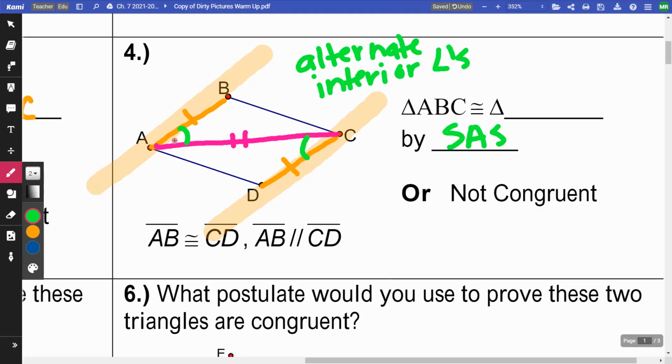Now you want to be careful. A does not correspond with A. See, A here in this triangle has this green angle. It corresponds to this green angle, C in the other triangle. B is going to correspond with D. And C in this one, which is blank, corresponds with A in this one, which is blank. So you want to be careful. The letters are not necessarily in the same spot. It depends on the diagram.